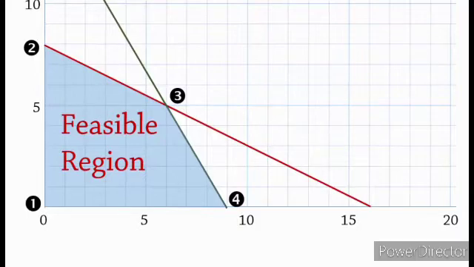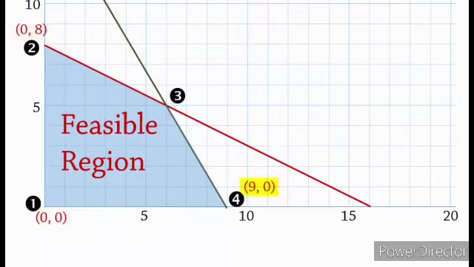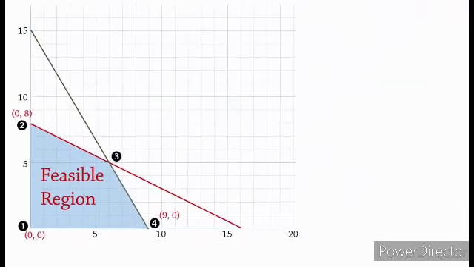At corner point 1, the coordinates are clearly 0, 0. At point 2, 0, 8. At point 4, 9, 0. Now, those are easy to see. For corner point 3, we can see that the coordinates are 6 and 5 by eyeballing, that is, looking at it very closely. But eyeballing is not usually the best way to go when finding the intersection of two lines, especially when manually drawing the graph. So let's see a way to solve the two equations simultaneously to determine the actual coordinates.